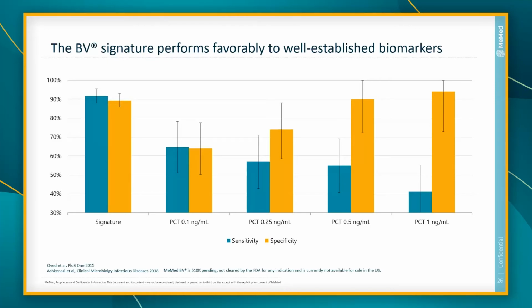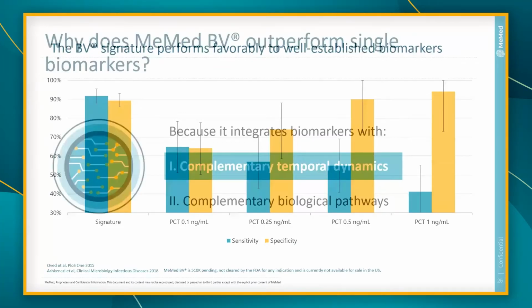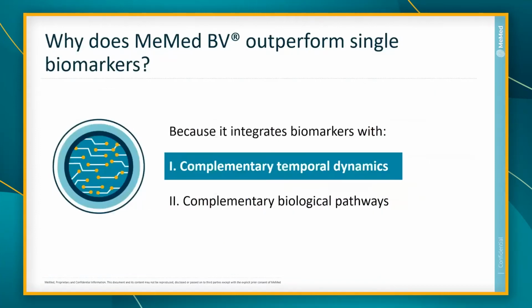Here you see PCT on a cutoff of 0.1, 0.25, 0.5, and 1, which are well acceptable. And even though you can play with the different sensitivity and specificity, the signature can hold both of them at pretty high levels. The next question is, well, why does it work? Why can this host response signature, a combination of multiple biomarkers, outperform single biomarkers?